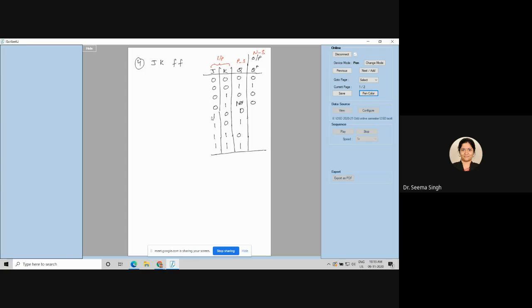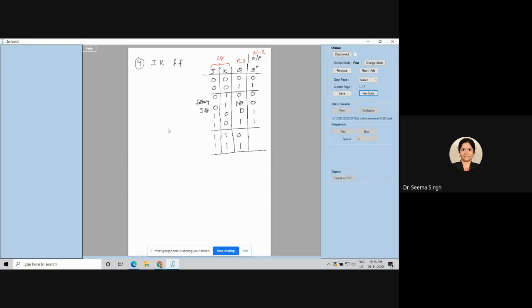Now the next one says 1 0. As you know, in SR it is a set case. Set means the output becomes 1 irrespective of your present state. So it will become 1 and 1. And you can also see again it is following J: 0 0 1 1 0 0 1 1. From here to here it is following J. I will write here also: it is following J input.